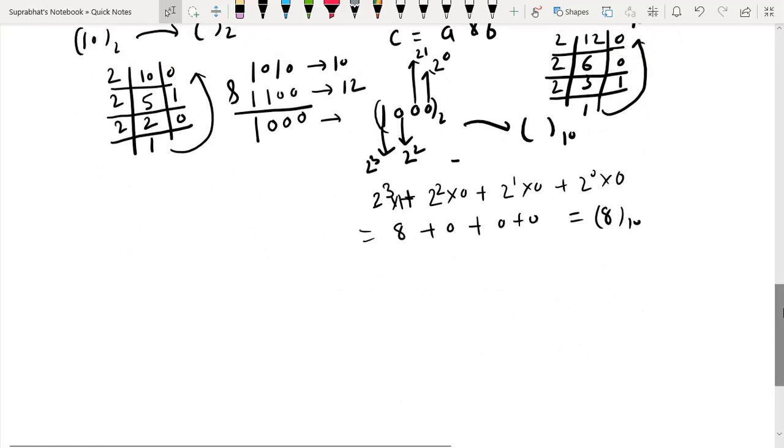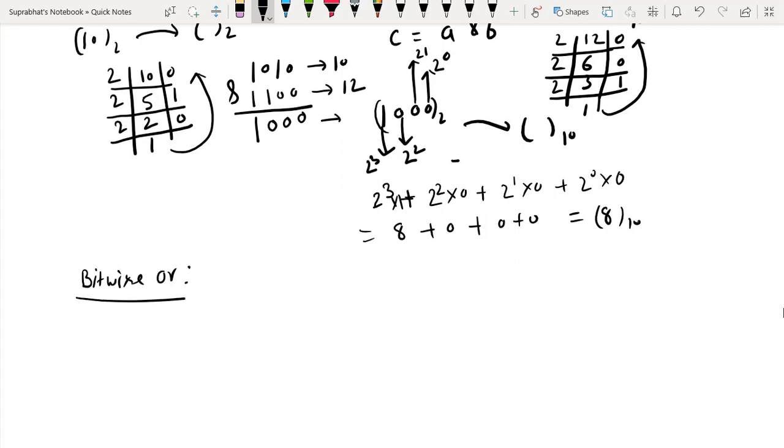Now the next one is bitwise OR. Simple, same as logical. At the logic level it works on logical OR. So if I am taking a equals 20, b equals 16, and now I am applying c equals a OR b. Now I want to print c. What will be the final value?